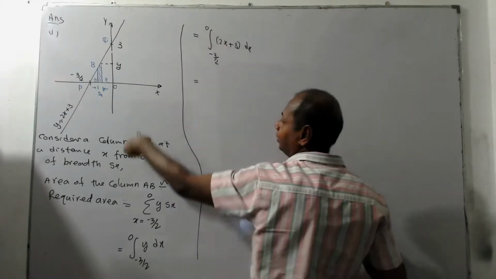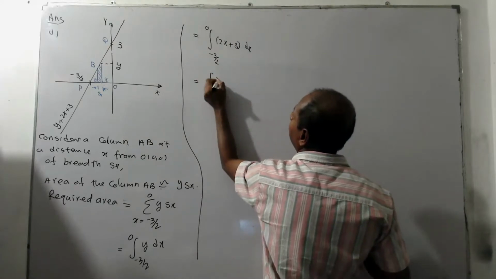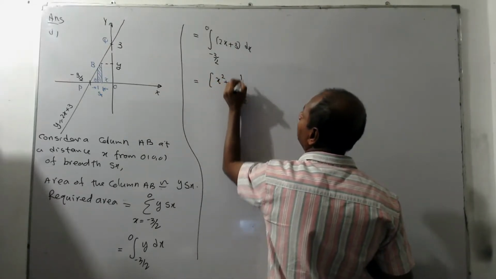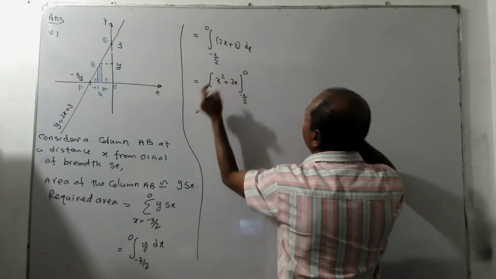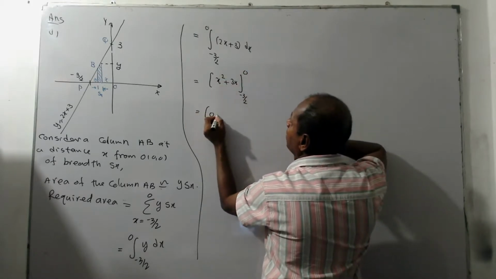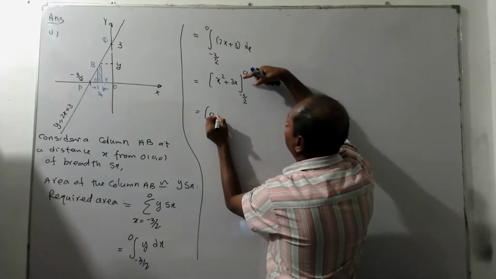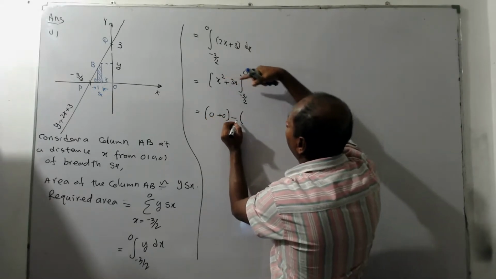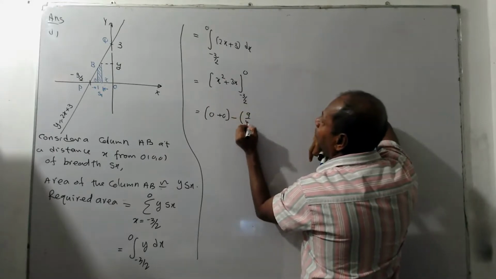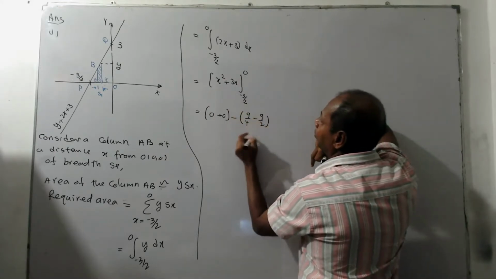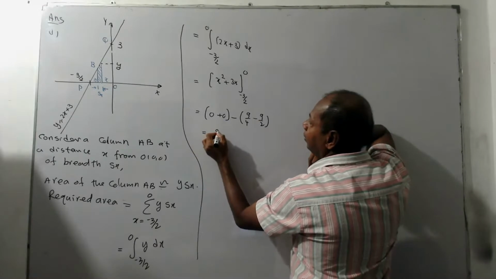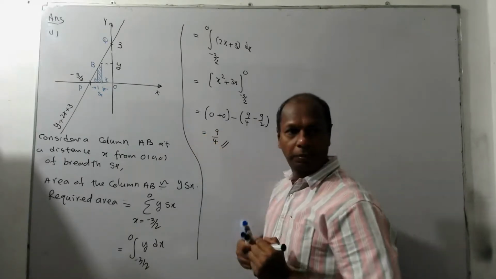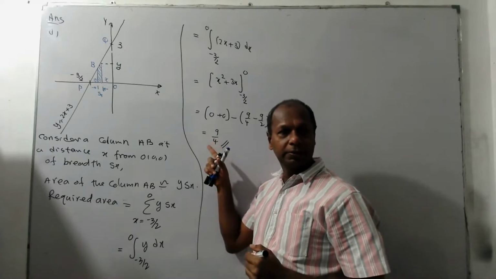So that will be x squared plus 3x as it goes from minus 3 over 2 to 0. 0 minus, then minus 3 over 2: 0 plus 0 minus, 9 over 4 minus 9 over 2. So you get 9 over 4 is the area. That's what you get by the integral.